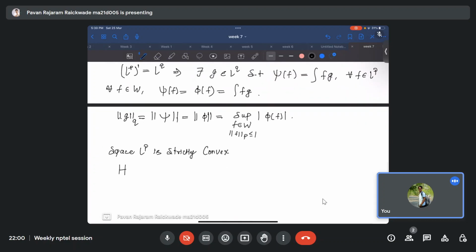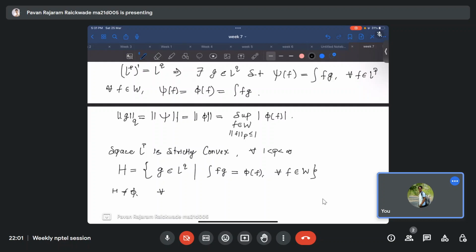So I'll define a new set H as the set of all g belonging to L^q such that the integral of fg equals phi of f for all f belonging to W. This H is non-empty, we know from part A, because the extension of phi will be in this set. Psi will be the extension, and corresponding to psi we get a function g belonging to L^q so that everything holds. So H is non-empty.